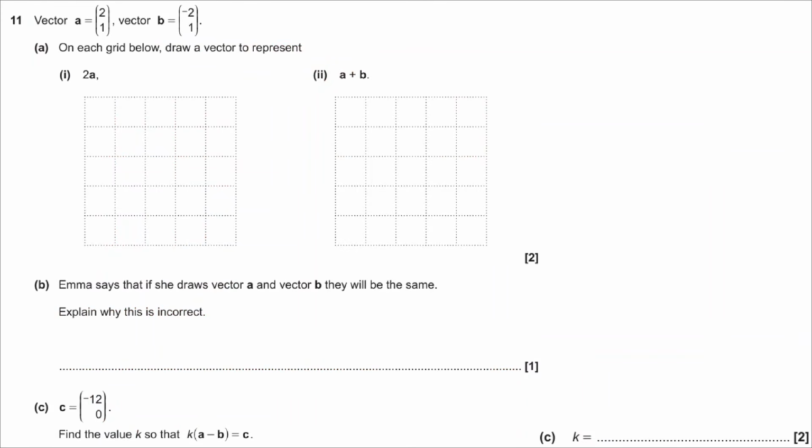Good. Question 11, vectors. Very nice. Vector A is 2, 1 and vector B is minus 2, 1. Just so we can recap it, the way that a vector works, kind of like a coordinate, the top number is your horizontal direction.